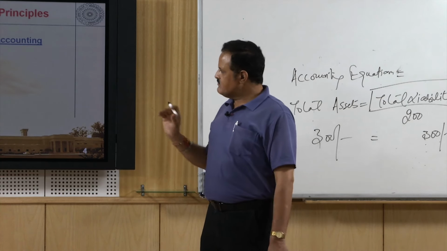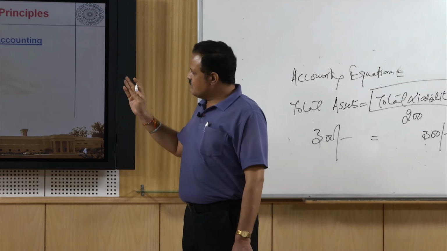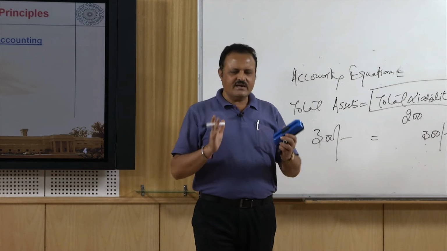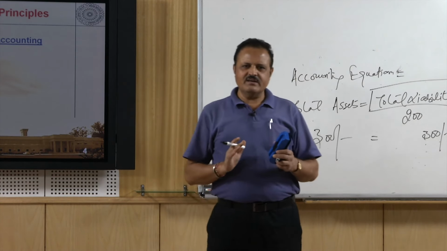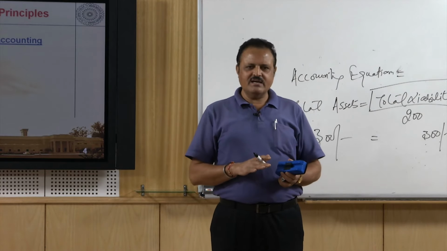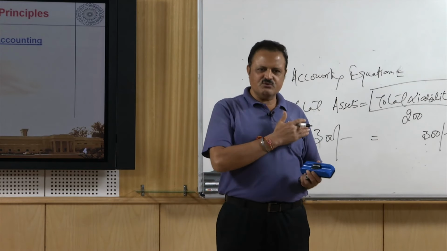Now here we have 1, 2, 3, 4, 5, 6, 7, 8, 9, almost 10 concepts of accounting. Concepts means those on which the entire discipline of accounting is based. For example, how to treat the different types of business information, how to convert them into transactions, and then the transactions into accounting entries.